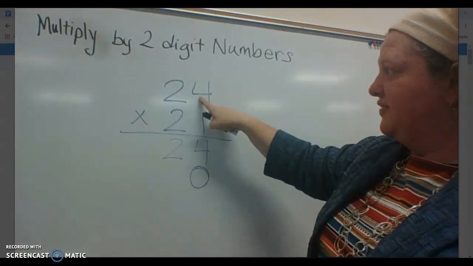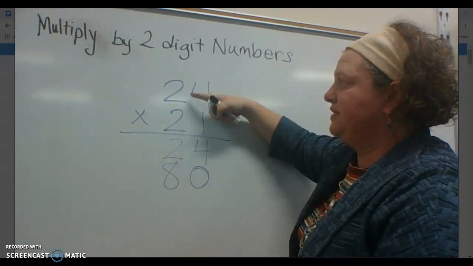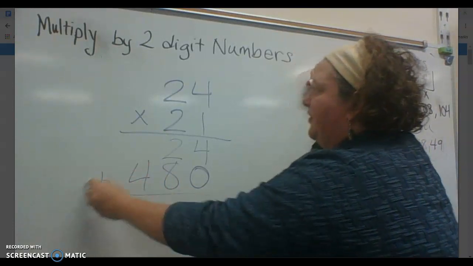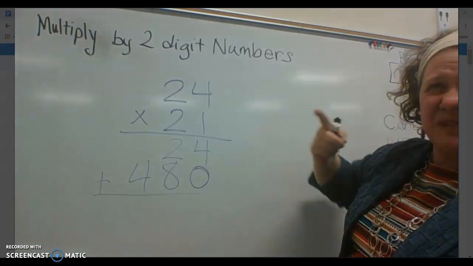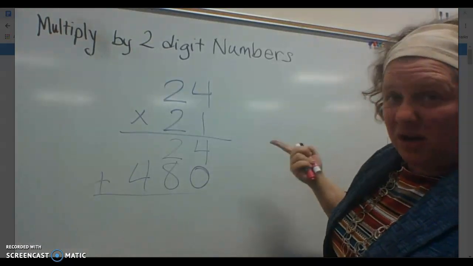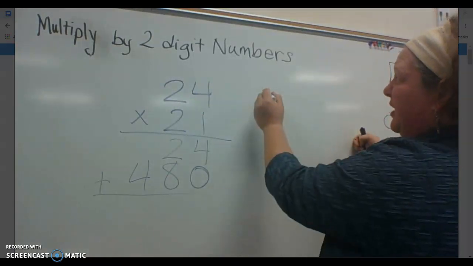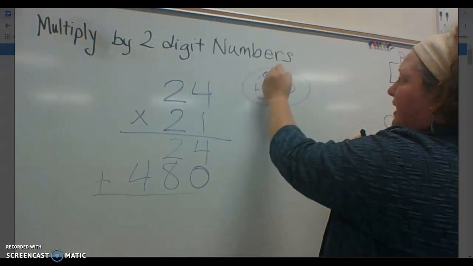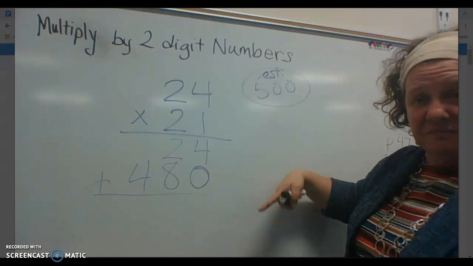2 times 4 is 8. 2 times 2 is 4. Now, before I add these together, I'm going to think to myself, ooh, that's almost 25. 25 times 2, that's 50. So that'd be a good thing to round it to, right? 25 times 20, that would be about 500. So I'm going to estimate over here, but my answer is going to be around 500.